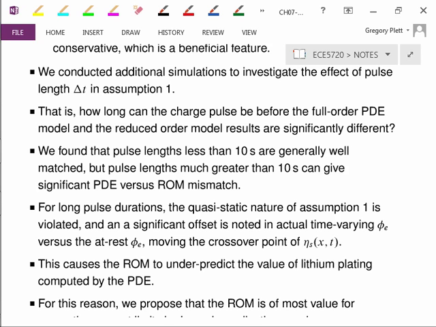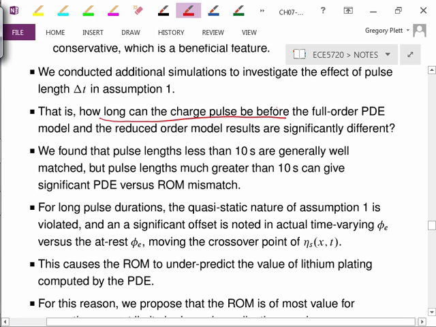simulations to see what happens if delta t is different. And can the charge pulse, how long can this charge pulse length be before the full order PDE model and the reduced order model results are quite different? And in our experiments, we found that for this reduced order model, the pulse lengths had to be less than about 10 seconds long for the model to work well, and pulse lengths greater than 10 seconds in duration had significant error, significant mismatch between the PDE and the reduced order model.